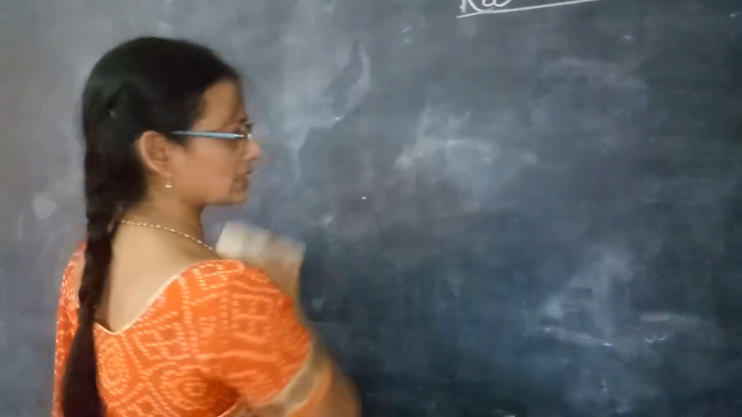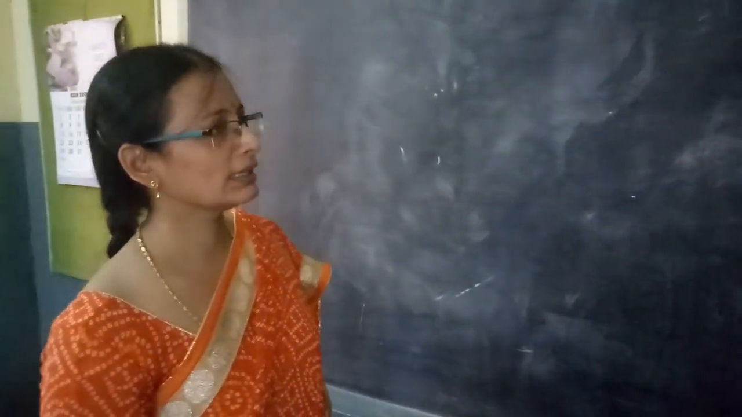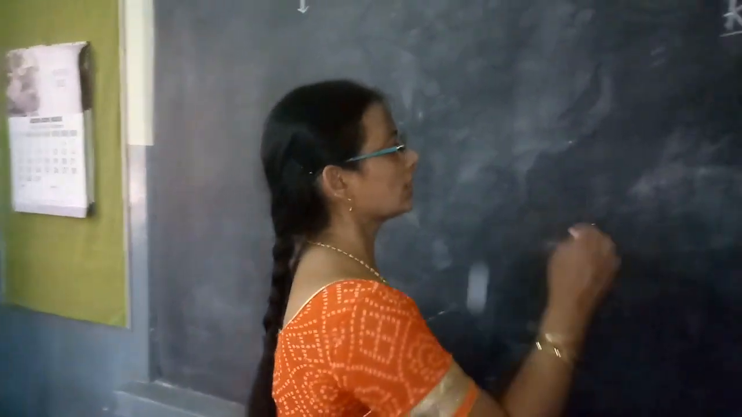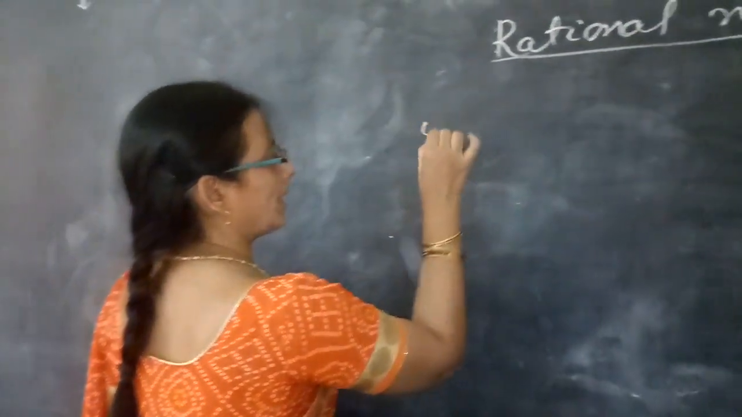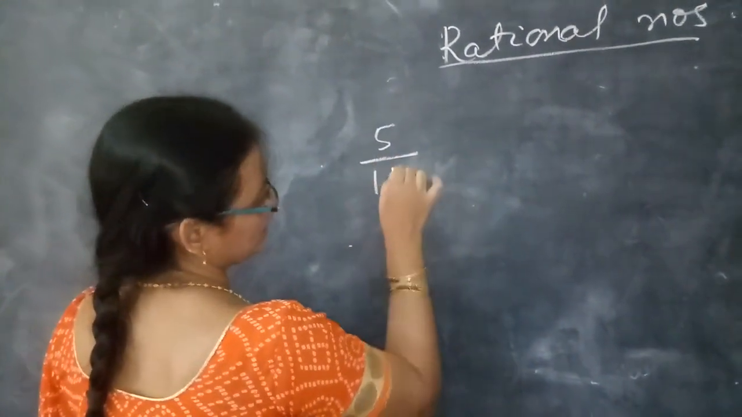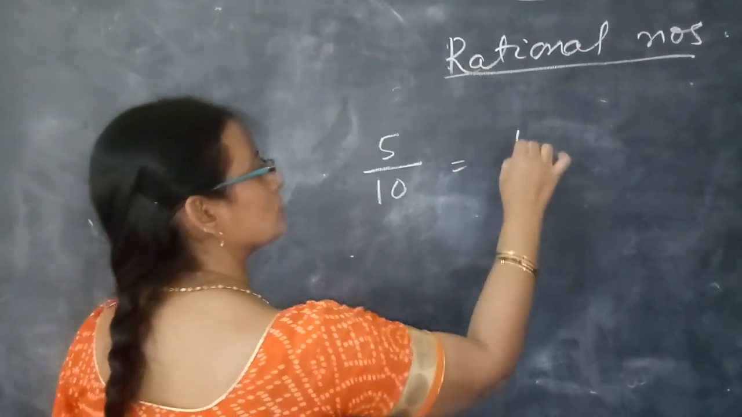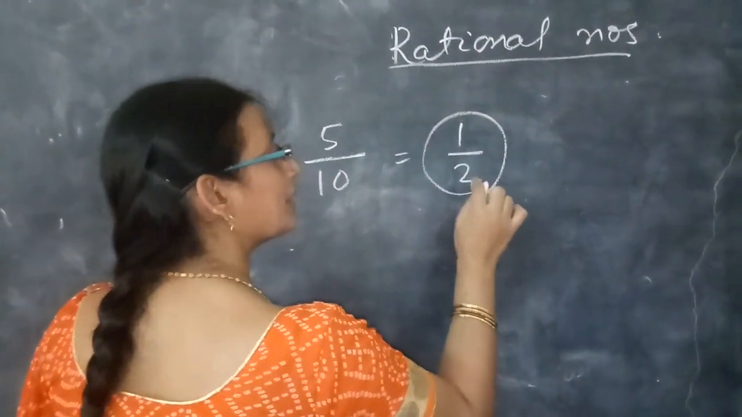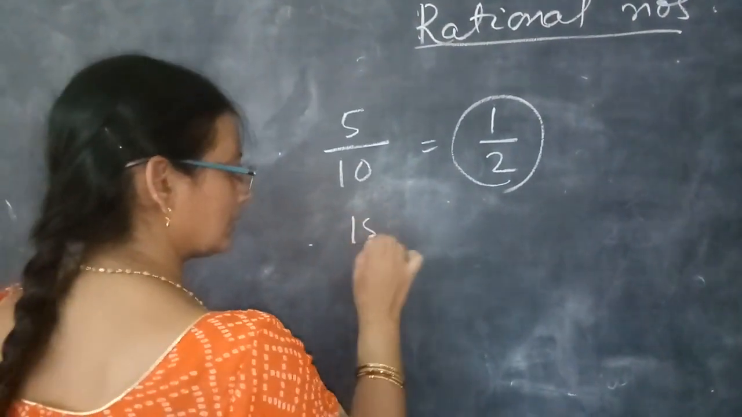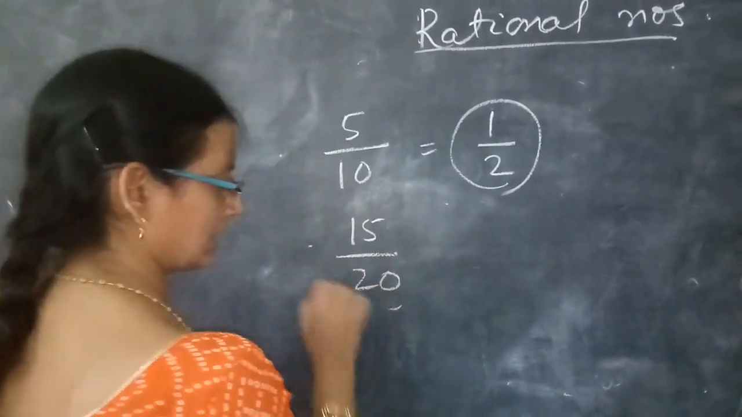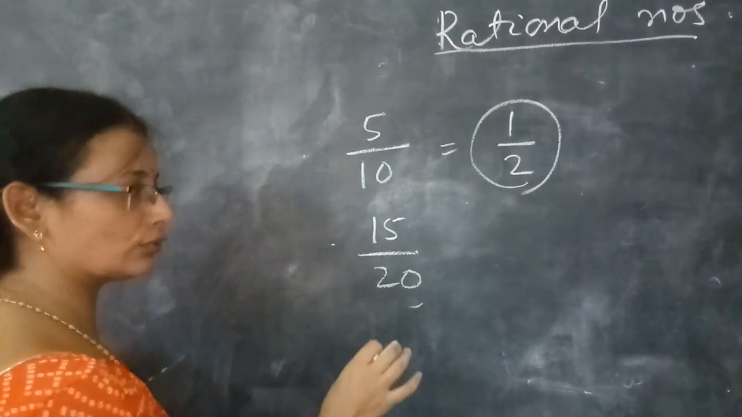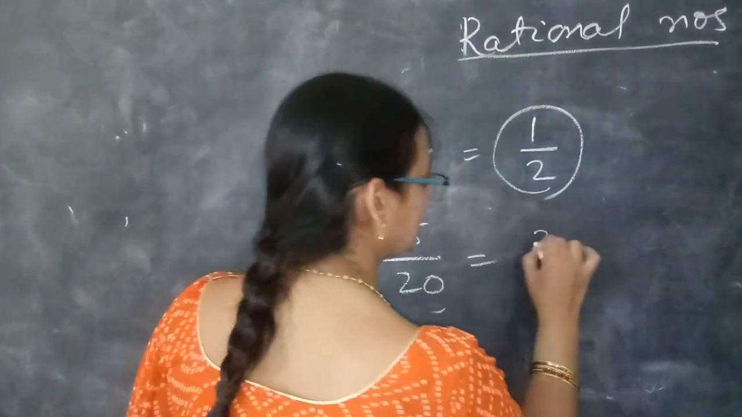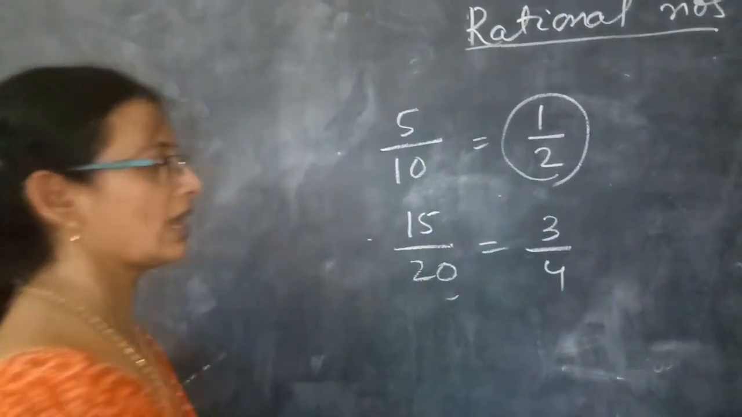So, rational numbers are always written in the reduced form or the simplest form. When we write 5 by 10 as 1 by 2, this is the rational form, that is the reduced form. When we write 15 by 20, we cannot leave it like this. We have to write the reduced form, that is 3 by 4.